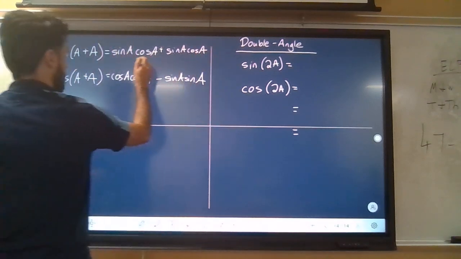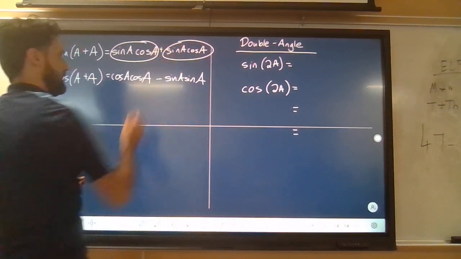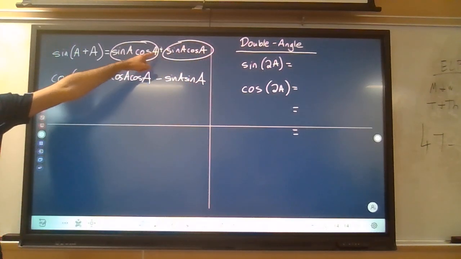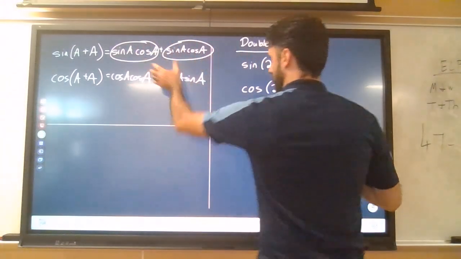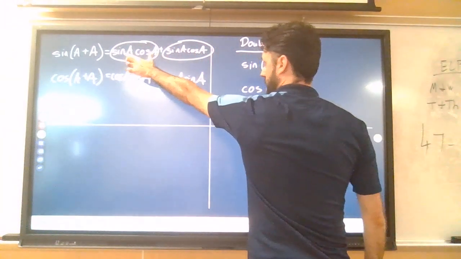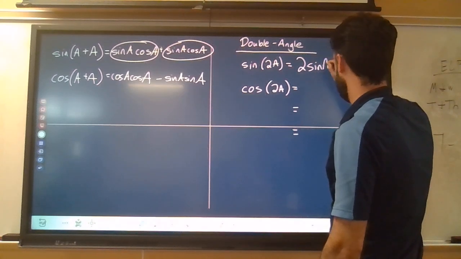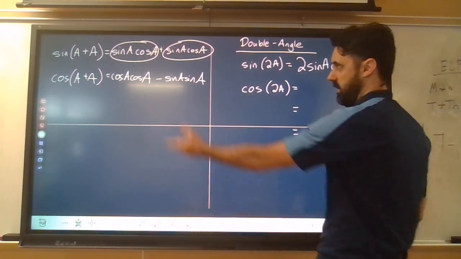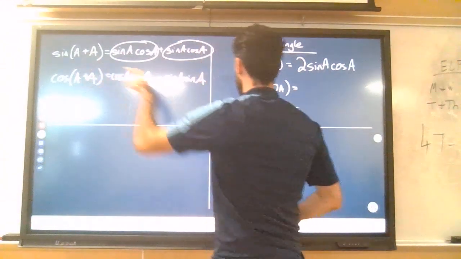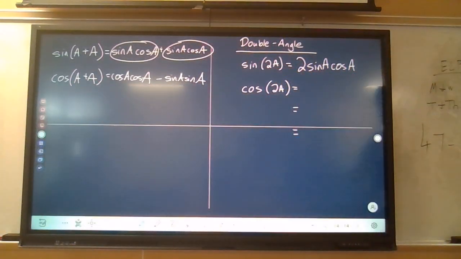Well, now I can see that my two terms, this term and this term, they're exactly the same. And whenever you add something to itself, it creates two of those things. And so what I could say is sine of A times cosine of A plus itself is 2 sine of A times cosine of A. And then on the left-hand side, I'm just saying A plus A is 2A. And so that's how I come up with this formula right here. 2 sine of A, cosine of A.